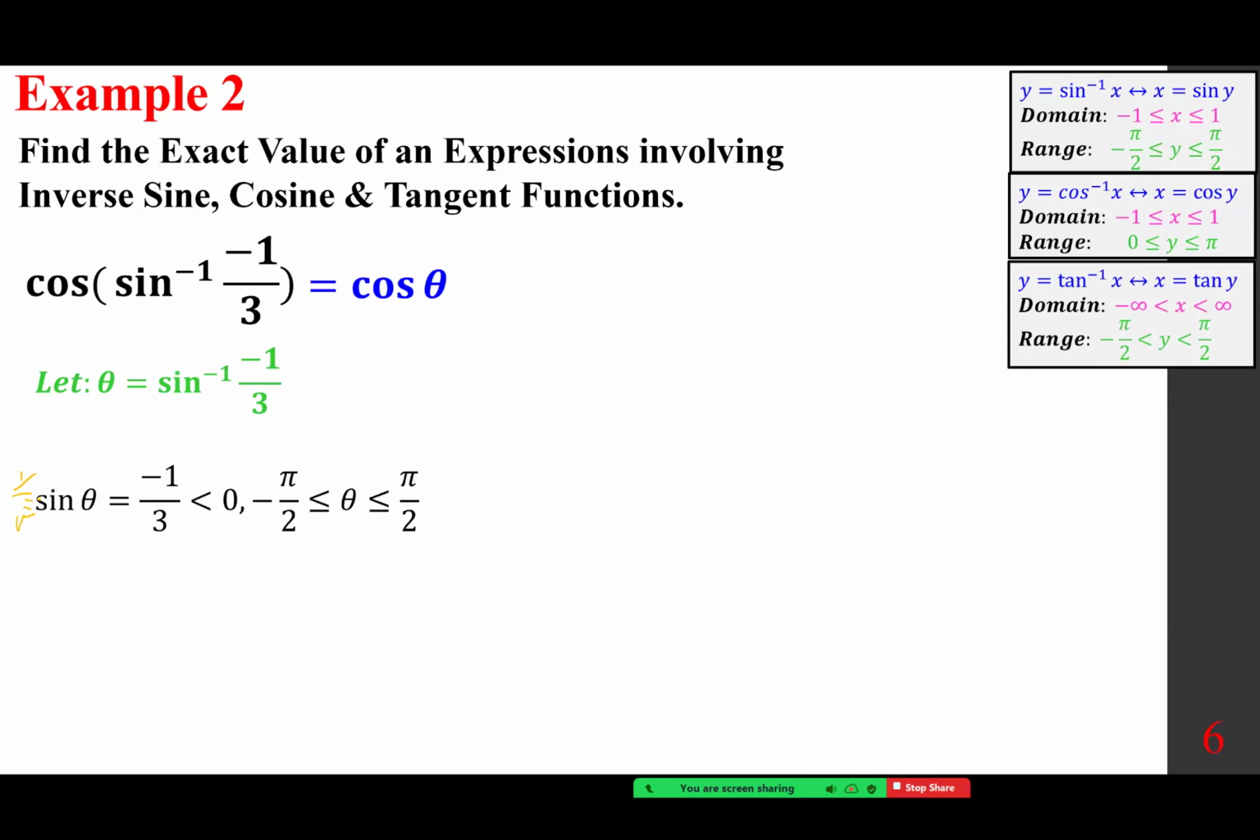So r is 3 and y is 1. It's important to understand that we are dealing with the fourth quadrant. In the fourth quadrant, sine is negative, cosine is positive. Sine is negative 1 over 3, y over r. Y becomes negative 1, r becomes 3.